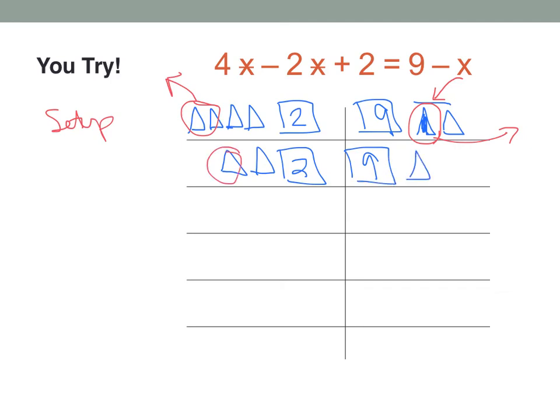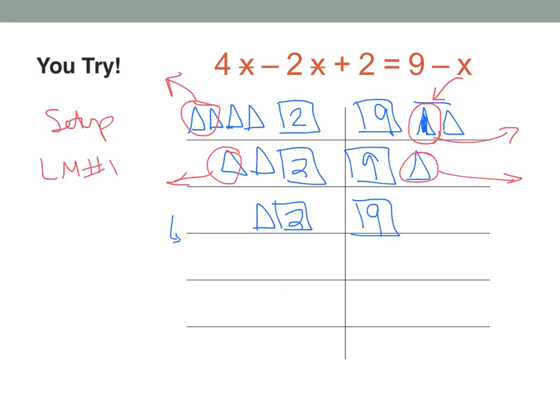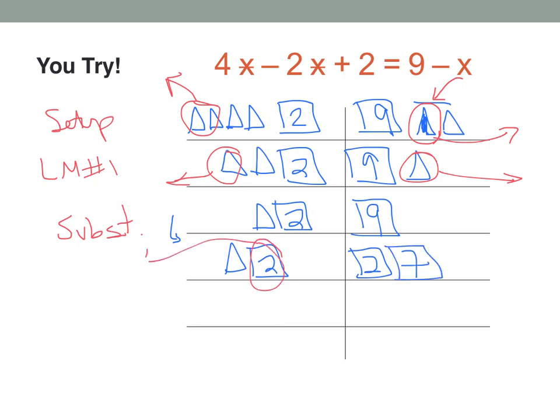At this point, legal move number 1, take away equal number of pawns from both sides. So we get white and a 2, and on the right, a 9. So now we need to substitute so that we can remove that 2 from the left. So let's substitute a 7 and a 2 on the right. And then legal move number 2. Then on the left, you're left with a white cube, and on the right, a 7.